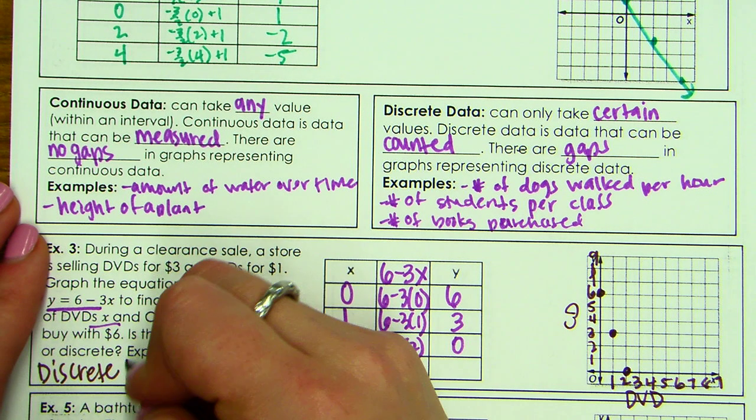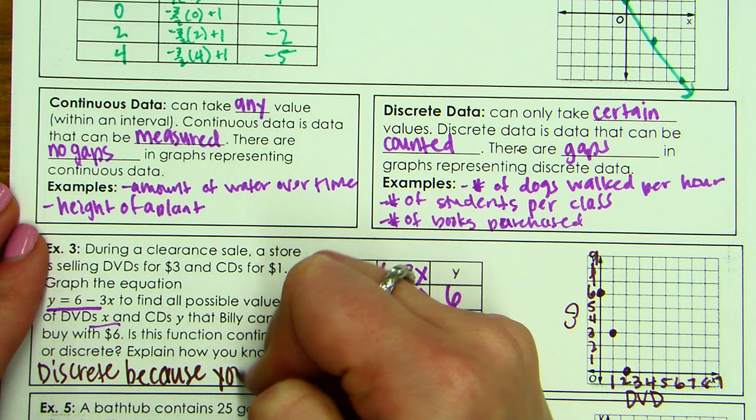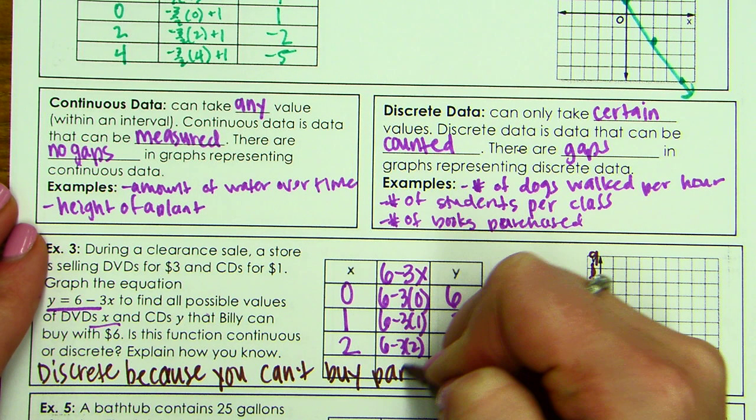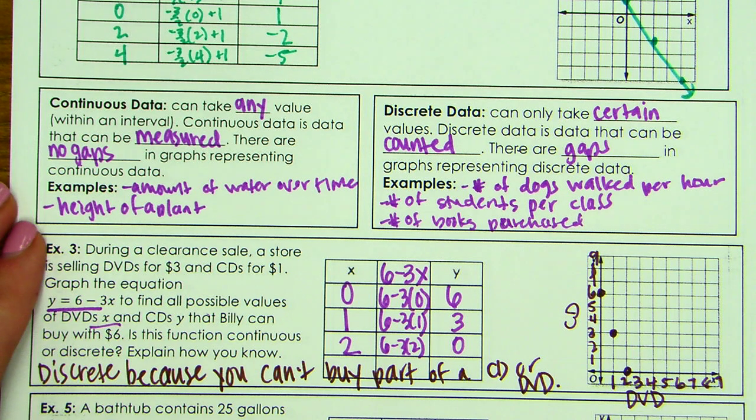So it's discrete because you can't buy part of a CD or DVD.